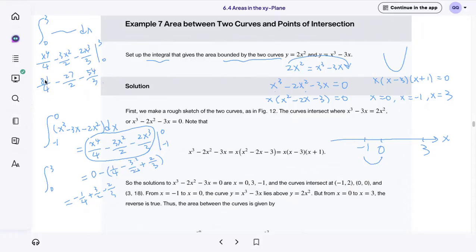We need a common denominator, right? So let's multiply by 2, multiply by 2. So these two have the common denominator of 4. And then 27 times 2, that's 54. You can use a calculator. So I have 81 minus 54. I get 27, so we get 27 divided by 4. Then minus 54 divided by 3.